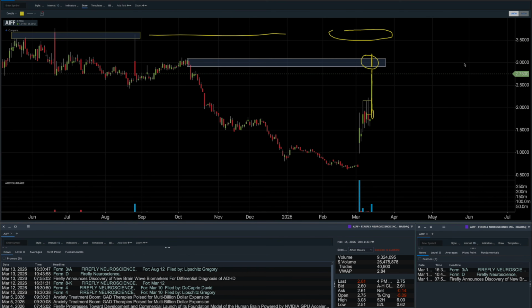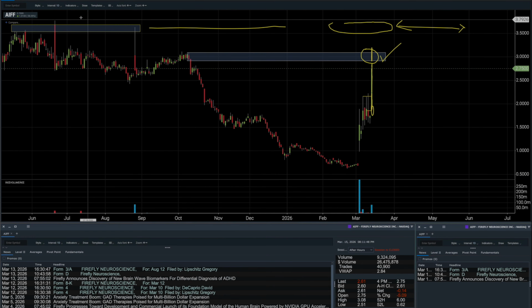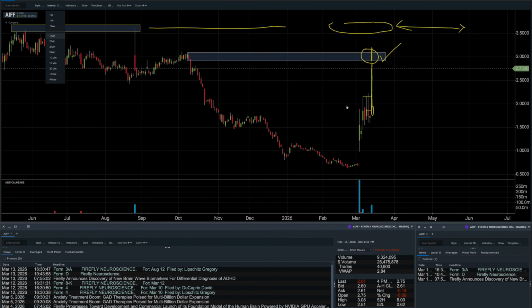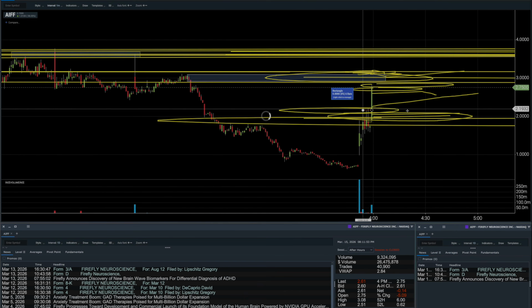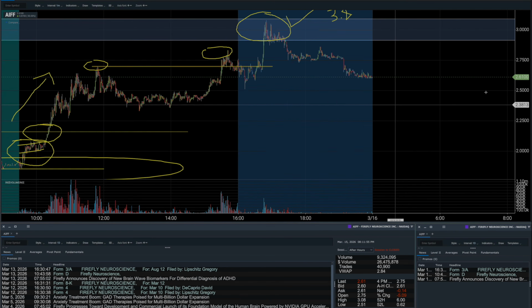Now, at that point, I booked about 75% of the total position, locking in the majority of the move. From the 195 entry to the $3 target, that was roughly a 57% day trade. Now, looking ahead, the major level on the daily chart sits around $3.59, which would be the next potential profit zone. But for that to happen, the stock first needs to break and hold above the $3 to $3.10 area.